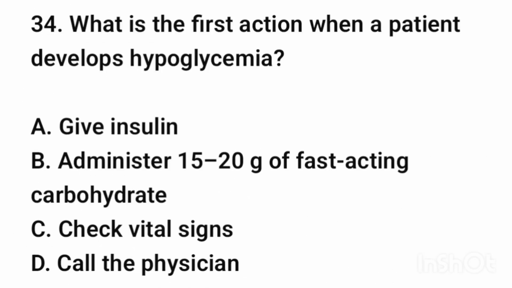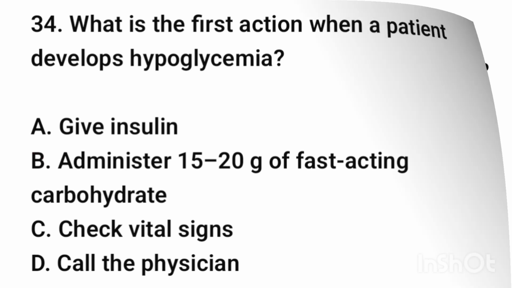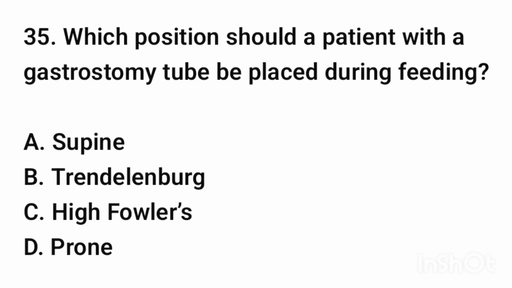Question number 34. What is the first action when a patient develops hypoglycemia? The correct answer is option B. Administer 15 to 20 grams of fast-acting carbohydrate. Question number 35. Which position should a patient with a gastrostomy tube be placed in during feeding? The correct answer is option C. High Fowler's.